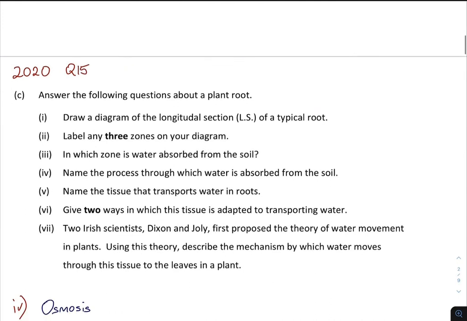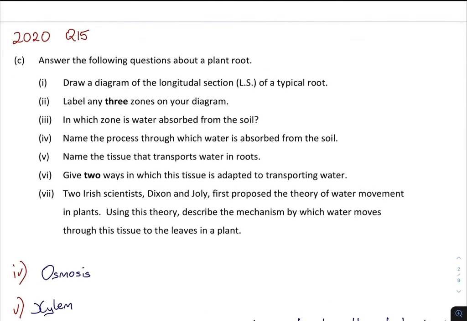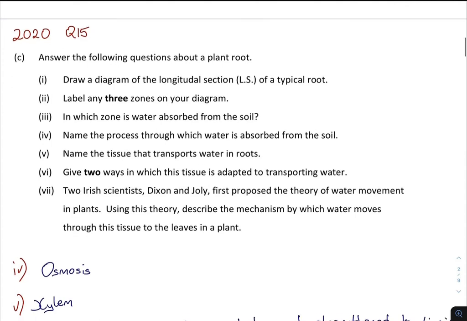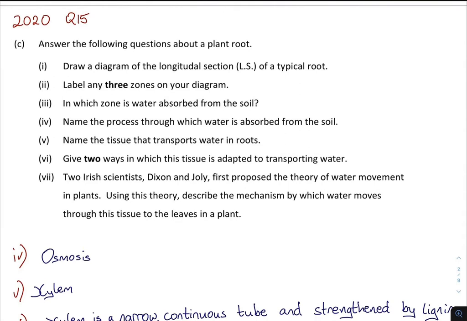2020 is when it came up, and we would have answered some of this question already in plant structure. So if you haven't looked at that video, make sure you have a look at it later. So 2020 question 15C, I to part 3 have already been answered, and I'm not going to do it in this question. But IV, name the process through which water is absorbed through the soil. Okay, well, if it's water, it has to be osmosis, generally speaking. Now, you could say, theoretically, diffusion in some cases and so forth, but when it's water, it's always going to be osmosis.